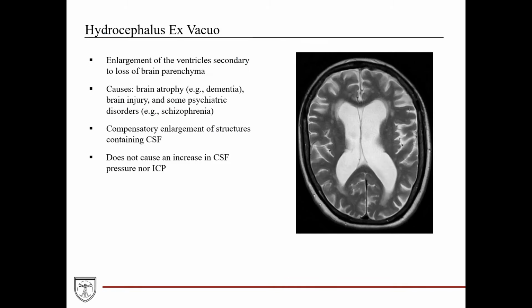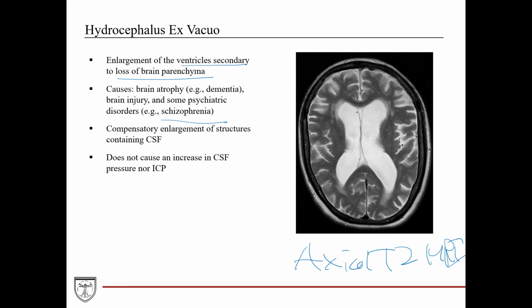We'll throw this in here: hydrocephalus ex vacuo. So this is technically not a communicating or a non-communicating hydrocephalus. It's actually a separate pathology in and of itself, and what it is, is enlargement of the ventricles secondary to loss of brain parenchyma. So what causes it? Brain atrophy, like dementia, Alzheimer's, brain injury, and then some psychiatric disorders such as schizophrenia.